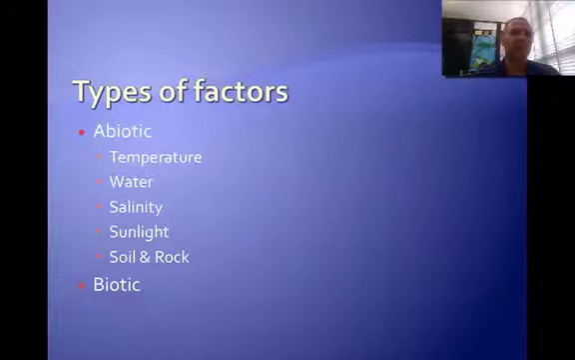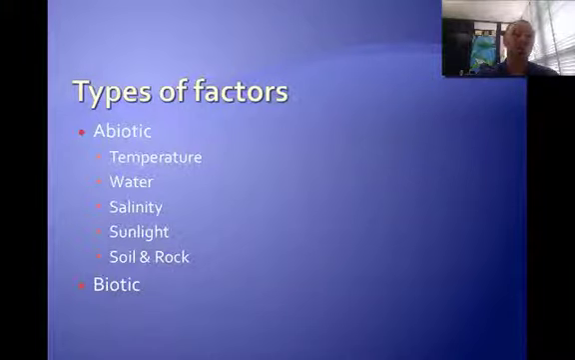Now, there are often factors that affect ecology and climate and everything else, and they can be either abiotic or biotic. Abiotic means that it is not living. Biotic means it is living. So let's go over biotic first. Biotic factors would be other organisms that live in the area: people, humans, cats, dogs, etc.